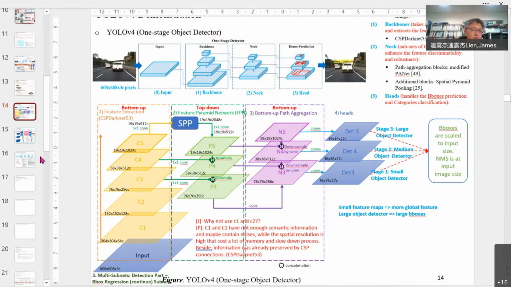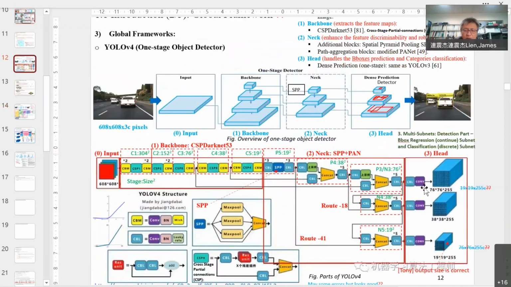Okay, so this one is YOLO V4. I will try to explain this one on page 12. So let's check. The original input resolution, and we do the downsampling. One stage, C1, then convolution 2, 3, 4, 5, up to here. So up to here, 5 stages. They use CSP, Cross Stage Partial Darknet 53. Okay, so they use this one.